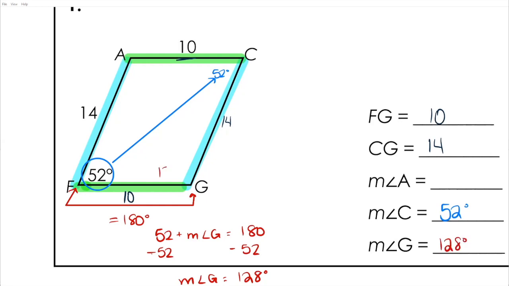And again, because this is a parallelogram, if G is 128, the angle that is opposite of G across from the figure also has to be 128.